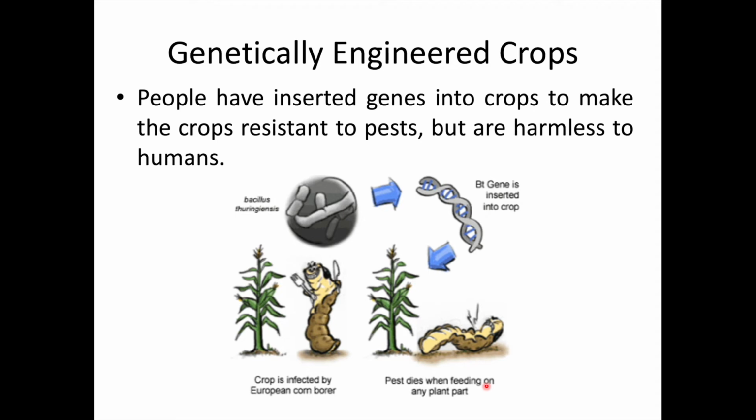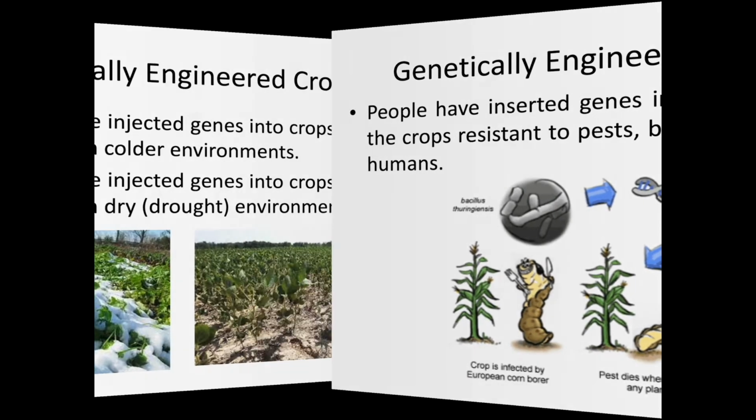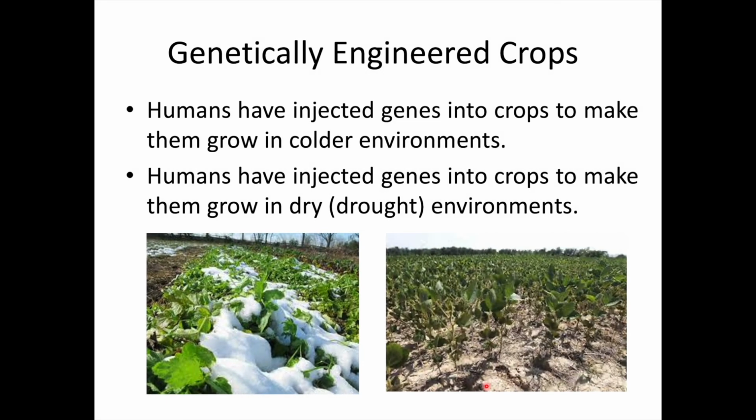So the effect of this gene inserted into the crops is that there will be more yields, especially for the corn, say for consumption. Next, humans have injected genes into the crops to make them grow in colder environments. And humans could have injected genes into crops to make them grow in dry or drought environments.